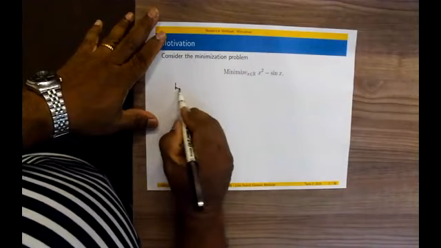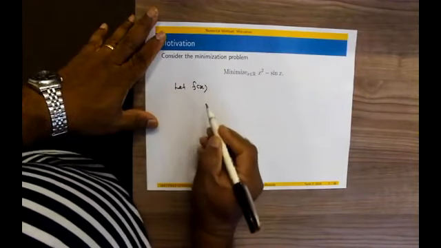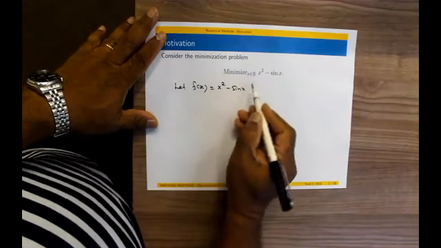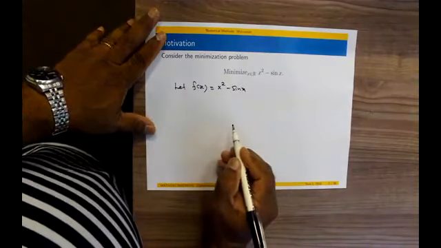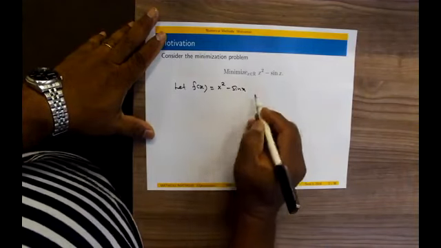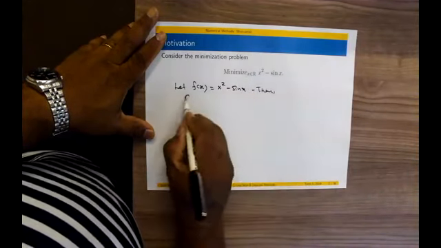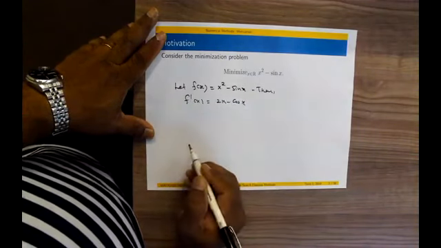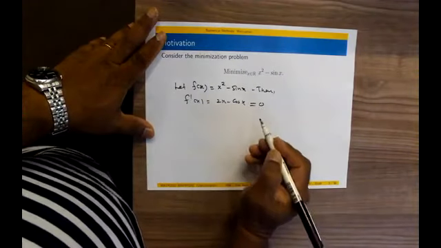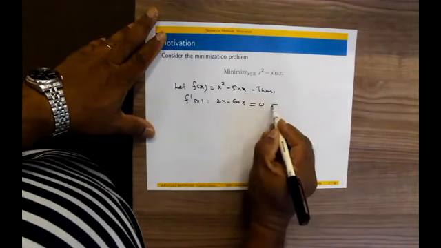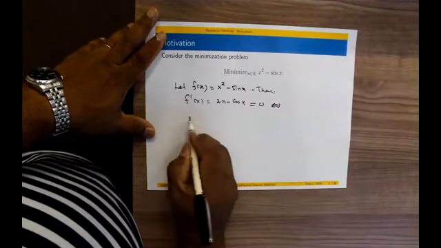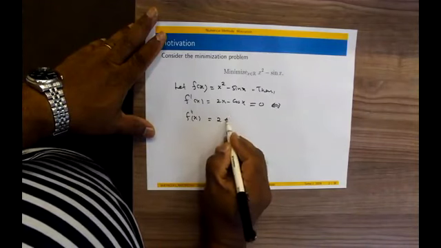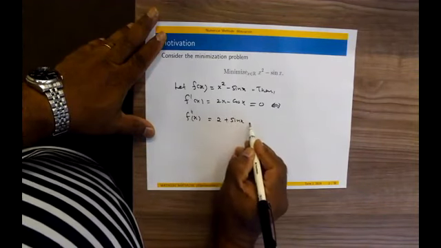So let the objective function f(x) be x squared minus sin x. One variable, x is in R. So what do we do? You differentiate it and make it equal to 0, right? Then f prime of x is 2x minus cosine x. Make that equal to 0. And then look at the second derivative. What's the second derivative? 2 plus sin x.